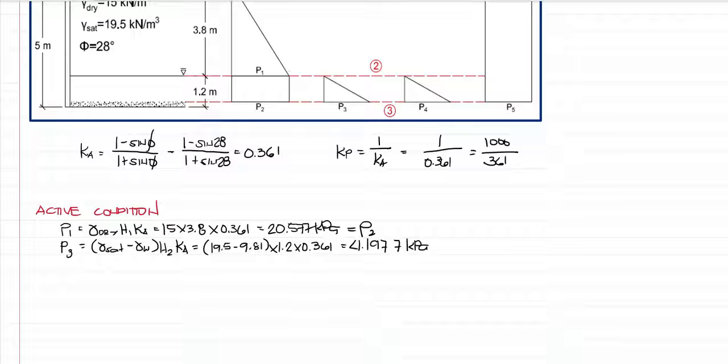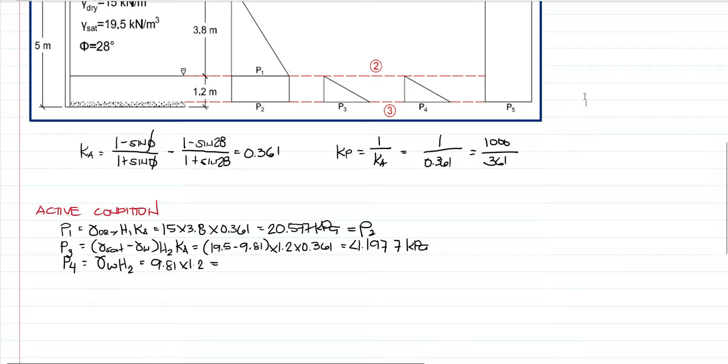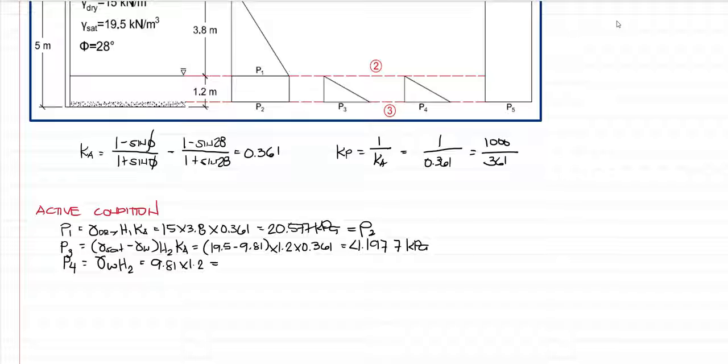Then for our P sub 4, so that is caused by the water. So that is just gamma ng water times the height 2. So that will be 9.81 times the height of water, which is 1.2. So that will be equivalent to a pressure of, so that is 2943 over 250. So ito na yung pressure number 4 natin.